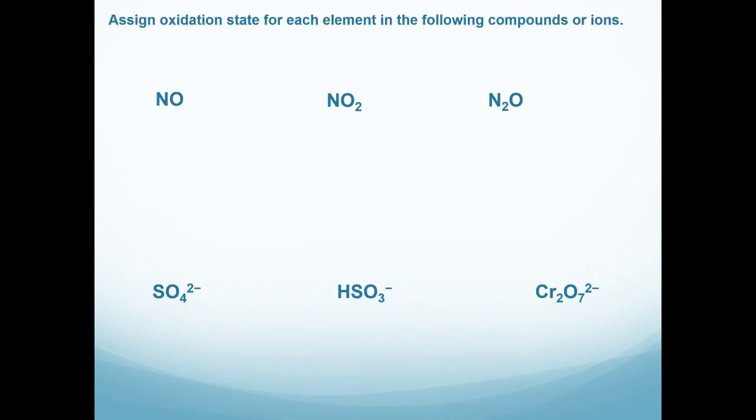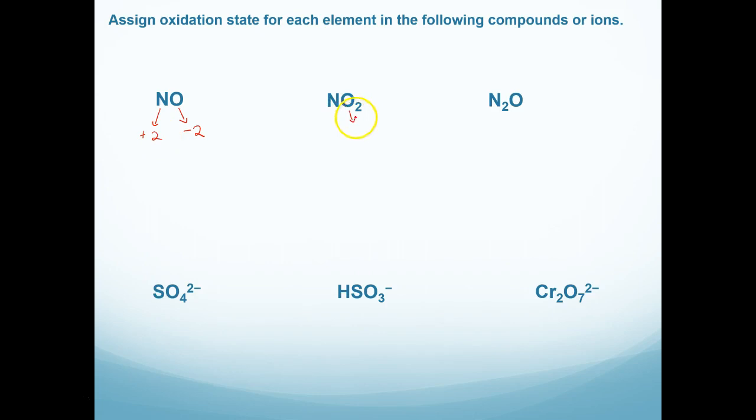But I think the best thing to do is to go through and assign some oxidation states. So all of the ones on the top are neutral, which means when we assign the oxidation states and add them up, overall it has to be neutral. So oxygen is the one that gets priority in this case, and its oxidation state is going to be -2, which means the nitrogen has to be an oxidation state of +2 to balance it out, right?